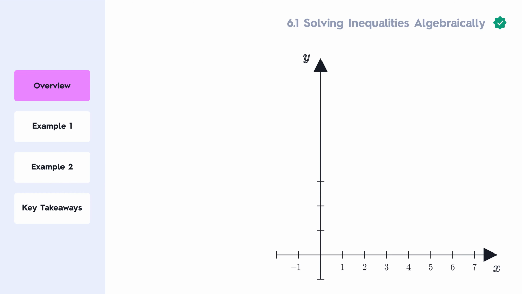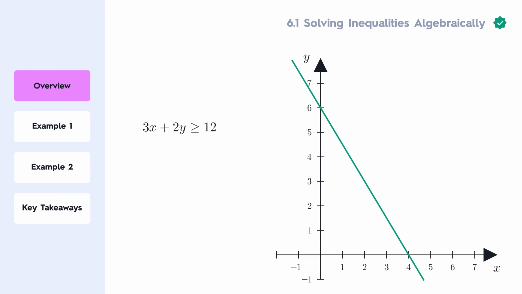Next, we graph the boundary line of the inequality, which comes from the corresponding equation 3x plus 2y equals 12. If the inequality is strict, using less than or greater than, we'll use a dashed line, meaning points on the line itself aren't part of the solution. But if the inequality symbol is less than or equal to or greater than or equal to, we'll use a solid line, since points on the line are part of the solution.